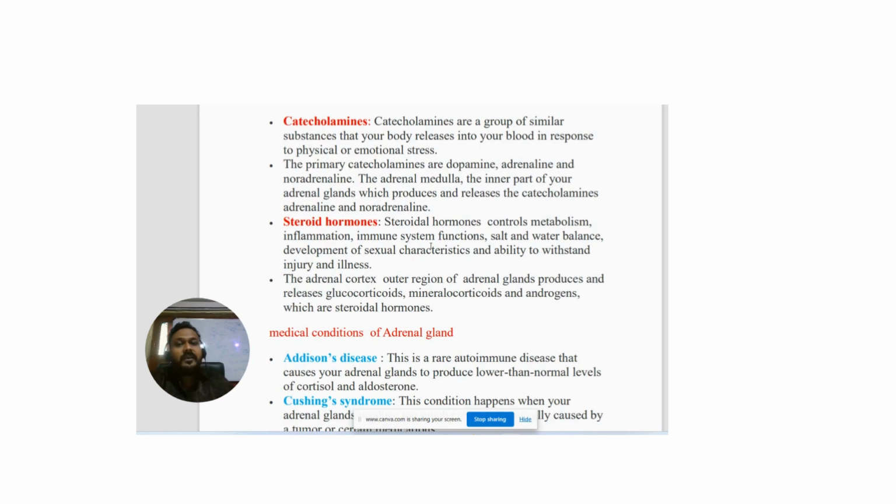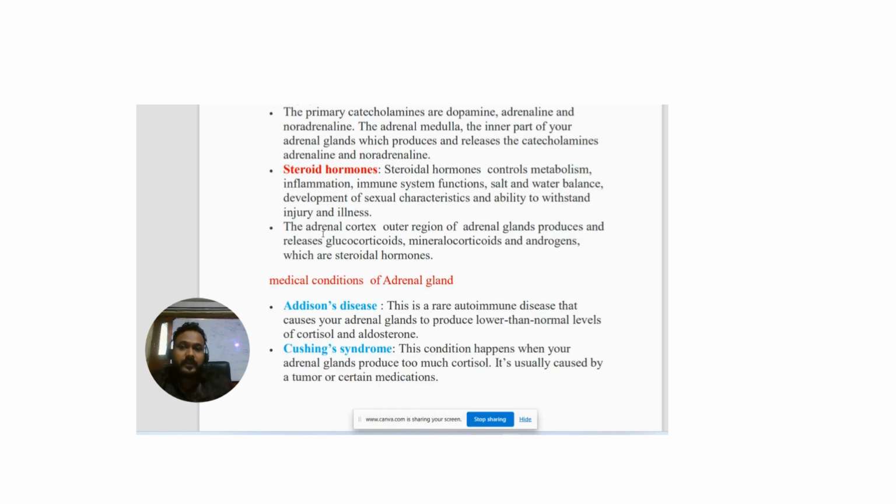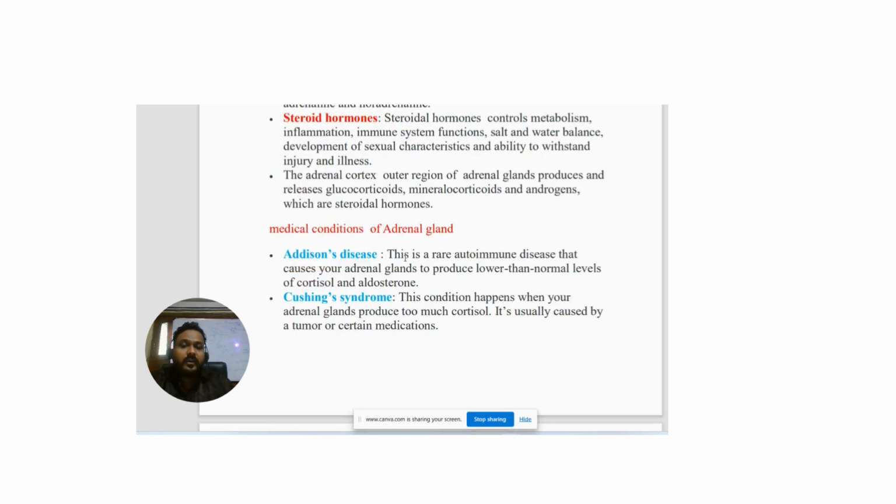Steroidal hormones. Steroidal hormones control the metabolism, inflammation, immune system functions, salt and water balance, and they develop the sexual characteristics and the ability to withstand injury and illness. The adrenal cortex, the outer region of the adrenal gland, produces and releases glucocorticoids, mineralocorticoids, and androgens, which are steroidal hormones.